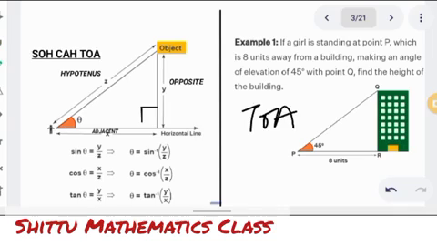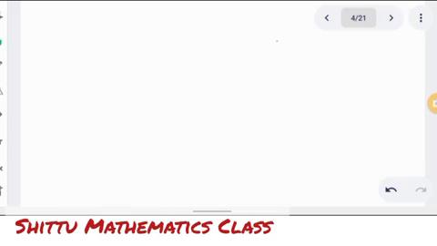That is opposite and adjacent. The opposite is the height we are looking for, and the adjacent is the 8 units that is given to us, and we have our tan. That is, we have an angle of 45 degrees. So now, what's the next thing we are going to do from there? So we are going to have this solution.